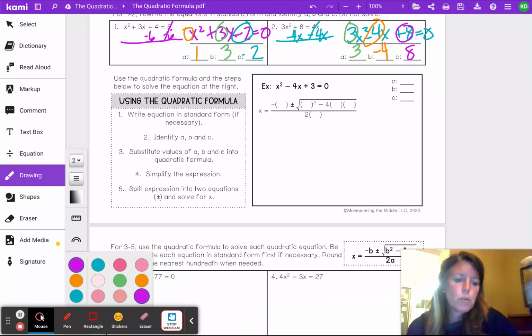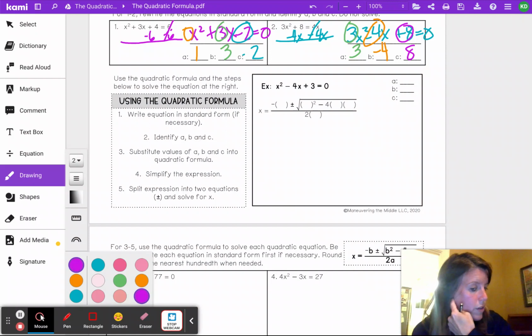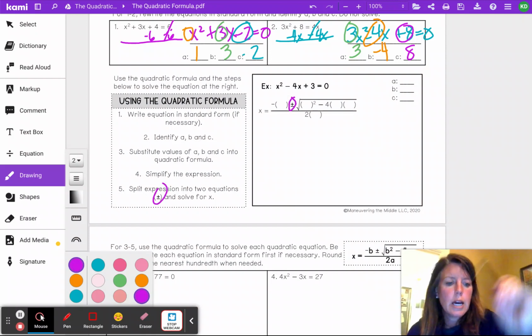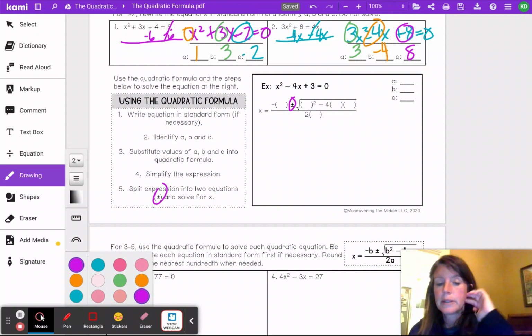So to use the quadratic formula, first step, write it in standard form if you need to. You might not have to, but if you need to, make sure it's in standard form so that you can see that A, B, and C value and identify those at step 2. Number 3, which we're getting ready to do, we're going to substitute those values wherever they go in the formula, that A, B, and C. And then next, simplify. So just kind of work it out using PEMDAS. And then we're going to see at the end how you split it into 2 equations. That plus or minus right here, that's where we have to make it into 2 equations to get our 2 solutions.